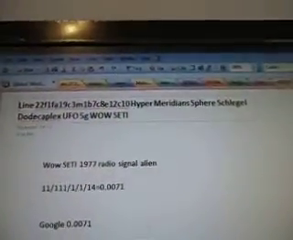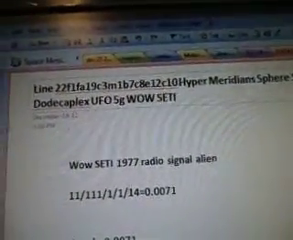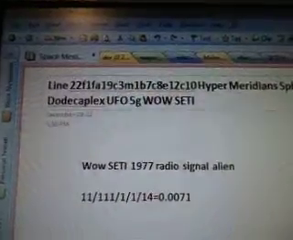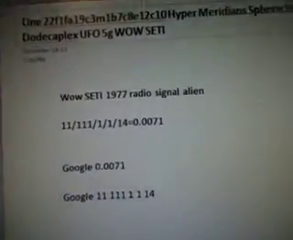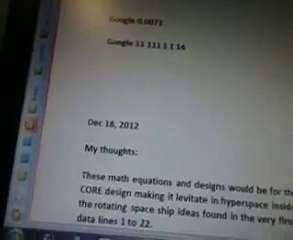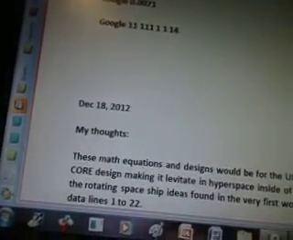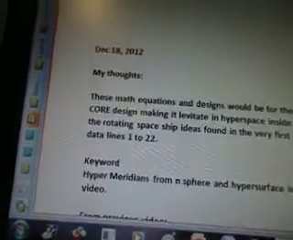Line 22f1fa19c3m1b7c8e12c10: Hypermeridians, Sphere, Schlegel, Dodecaplex, UFO, 5G, Wow, Seti. Here's our alien radio signal. This video is about research keywords, core design, and structure ideas for the sphere for a UFO spaceship.